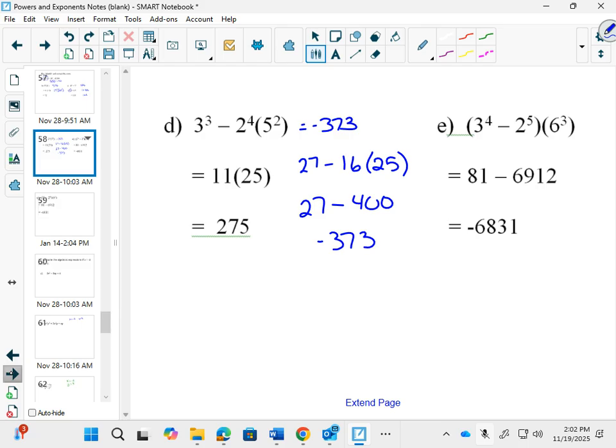And the last one. Negative 6,831. Is this one right? I don't know. But you got the same answer? What did I do wrong? Was that supposed to be a negative instead of a minus? That should be a minus.